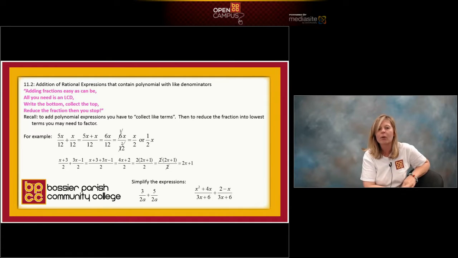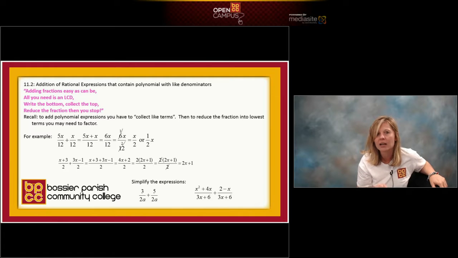So if you look at your PowerPoint, here's our first example. I have 5x plus x over 12. So again, I see addition. The first thing I say to myself is adding fractions easy as can be, all you need is an LCD. Yes, I have an LCD of 12. I'm ready to go. So the steps are write the bottom. I write the 12. I collect the top. I'm going to add 5x and x.